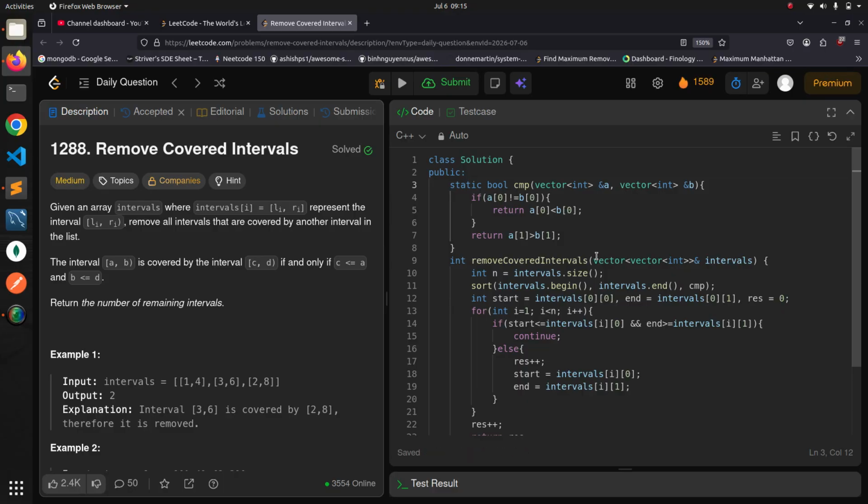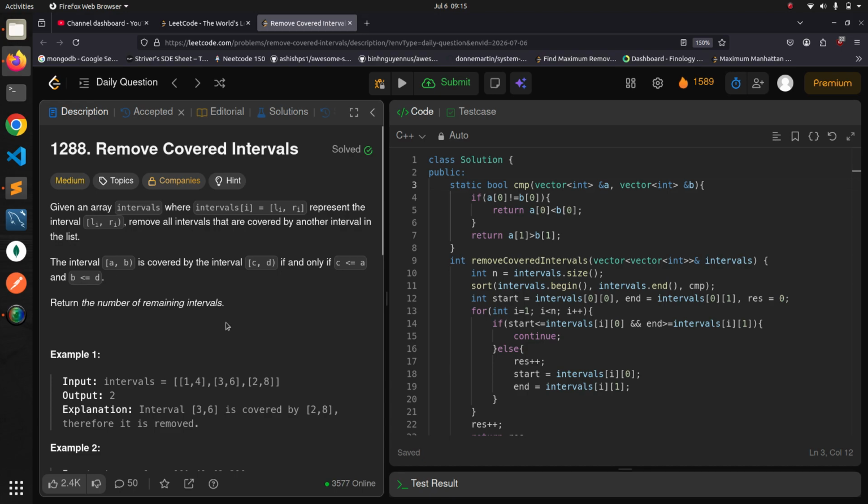Now let's see today's problem of the day. Remove covered intervals. Given an array intervals where intervals[i] equals [L[i], R[i]] represents the interval L[i] to R[i], remove all intervals that are covered by another interval in the list. The interval [a, b) is covered by the interval [c, d) only if c is less than or equal to a and b is less than or equal to d. Return the number of remaining intervals.